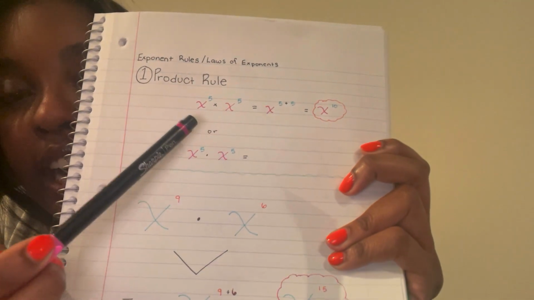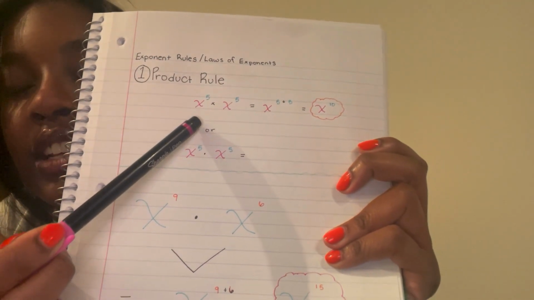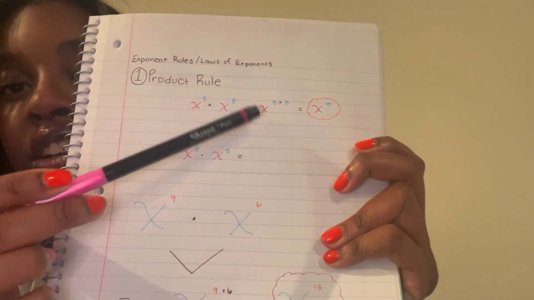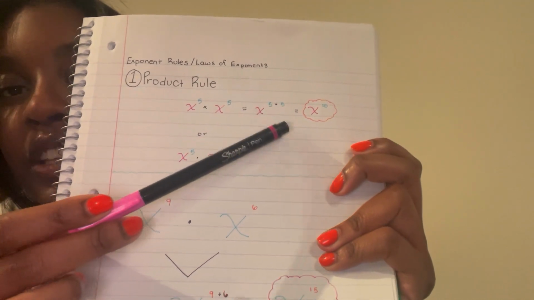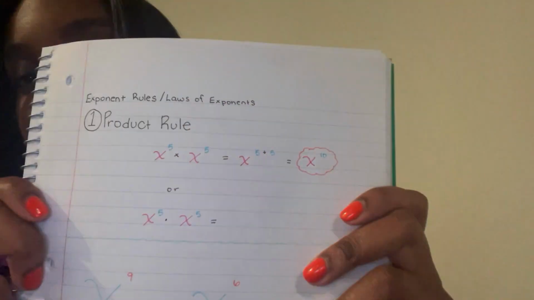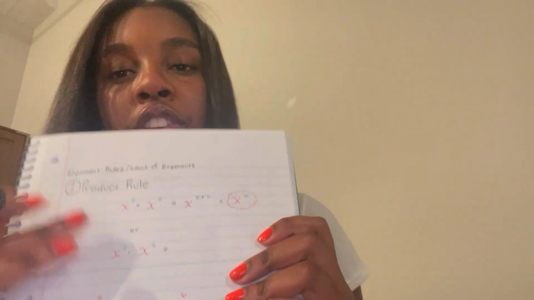As you see here, I went from x raised to the 5th times x raised to the 5th equals x raised to the power of 5 plus 5, which ultimately equals x raised to the 10th. Whenever we're thinking about this first rule, which is the product rule, we associate that with multiplication. We know that whenever we have an expression written like this, where there's multiplication involved, if they are like terms, we're going to combine the exponents by adding. So when you think of product rule, think about multiplication and addition.